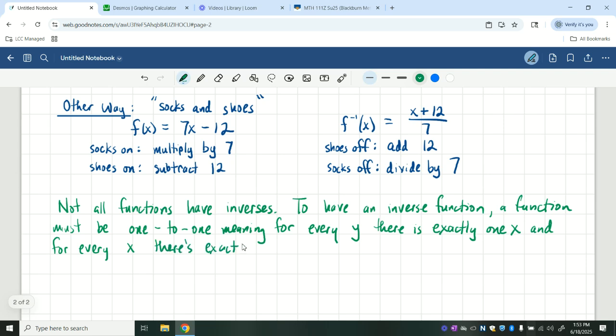The reason is, if you take a non-one-to-one graph and you flip it around the y equals x line, it's not going to be a function. Okay? So we could say this: a one-to-one function passes both the vertical line test and the horizontal line test.